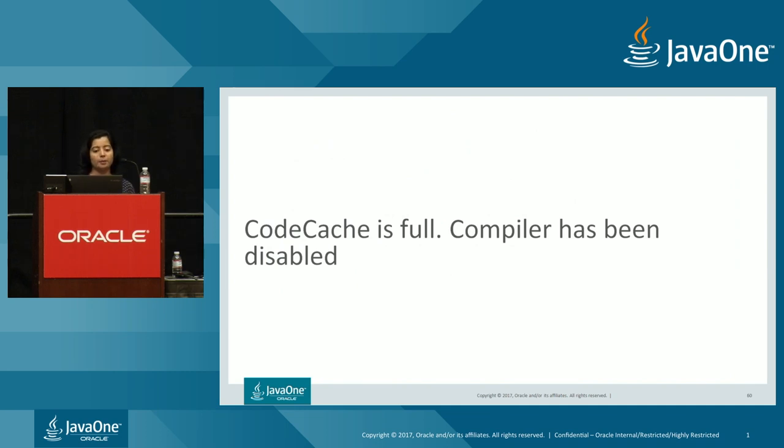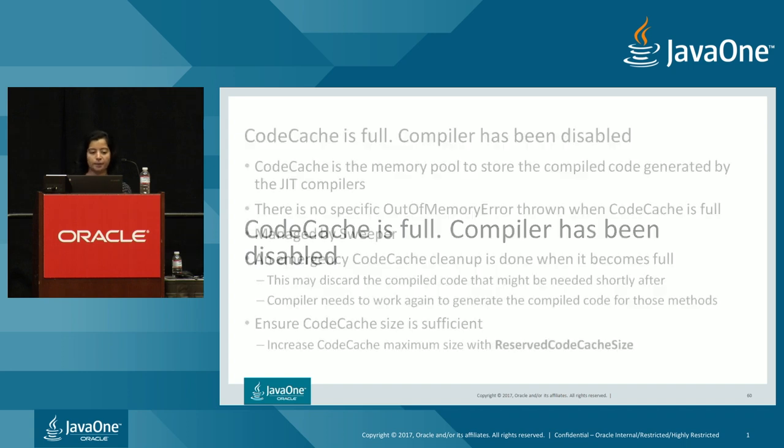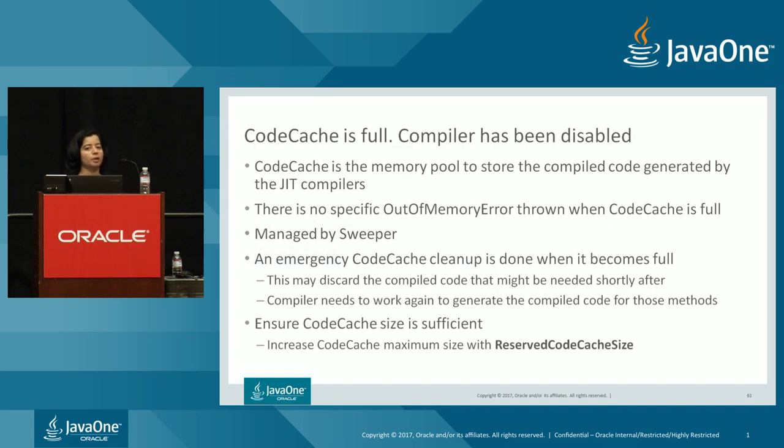Code cache is full and compiler has been disabled. So there is a separate memory pool in the JVM which stores the compiled code generated by JIT compilers. And this memory pool has a specified size, and it can also get full. And when this memory pool becomes full, you would see this message that the code cache is full and compiler has been disabled. It's just a warning, your application won't exit. You won't see any out-of-memory error.